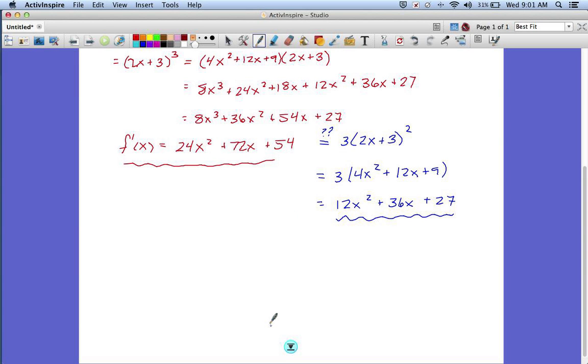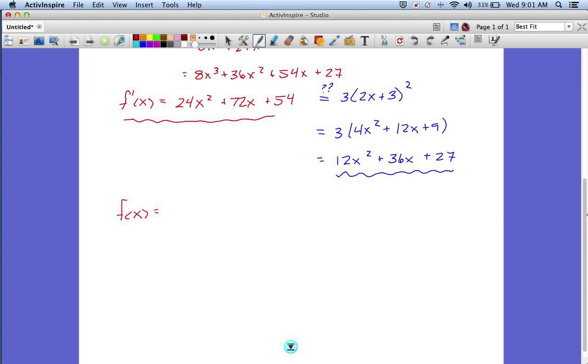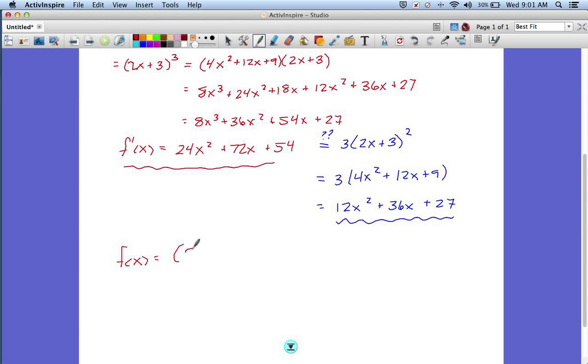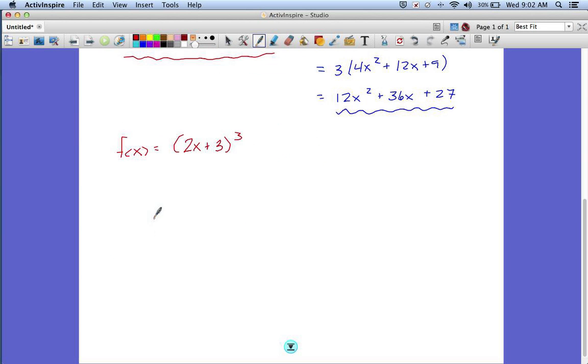So let's go down here and look at that exact same function again. F of x, we said, was 2x plus 3 to the third power. Well, if you think back to your pre-calc courses and your Algebra 2 courses, you talked about something called the composition of functions. So I'm going to ask you, what two functions make up f of x? In other words, if I ask you to come up with an h of x and a k of x, and I want you to rewrite this as the composition of those two, how can we do that?